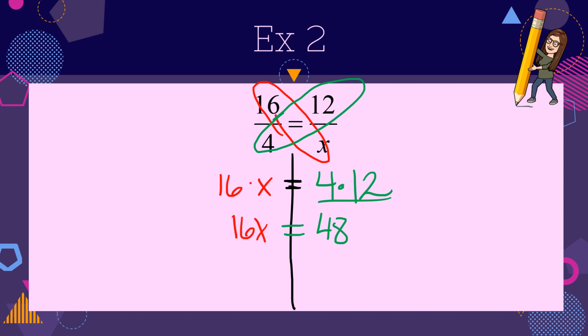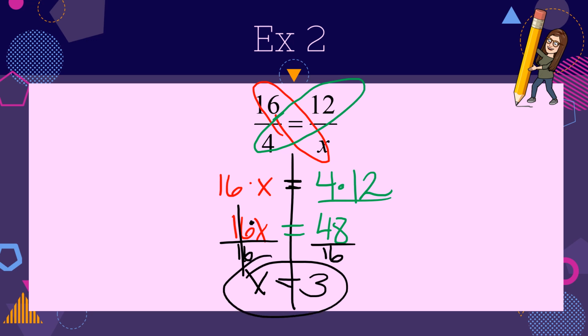Next, I have a one-step equation. Instead of x times 16, we're going to divide by 16. We're going to undo it. The x falls down, and nicely, this one divides perfectly to 3.